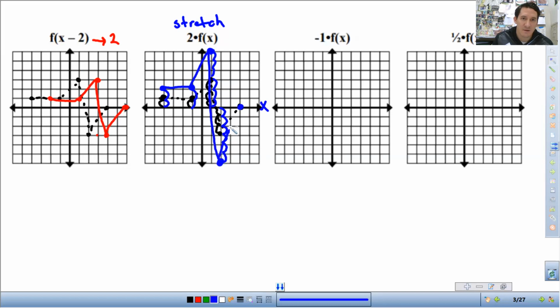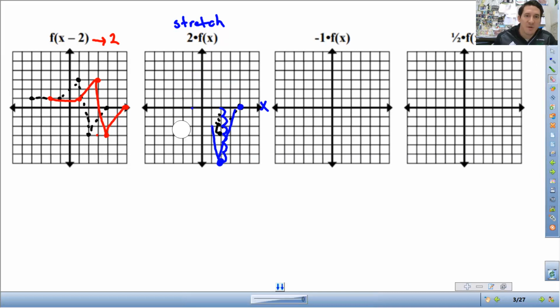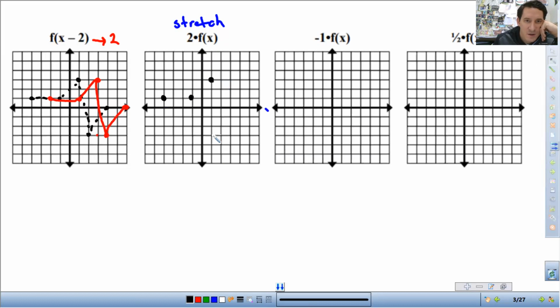And that kind of got looking messy, didn't it? Shoot, I'm going to clean that up a little bit. Why not? So the original function, so if we look, this one's 1 away, so this one needs to be 2. So this was up here, just putting the points back so it looks a little neater. There you go. So it stretches it out away from the x-axis.